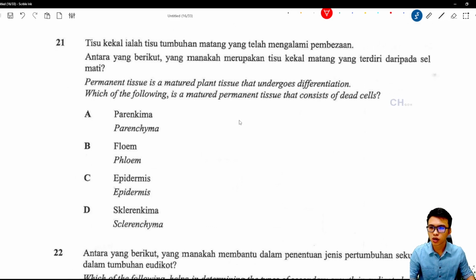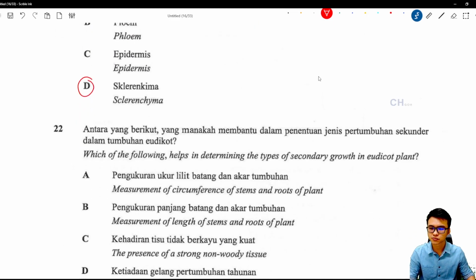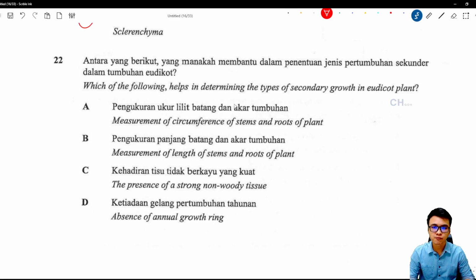Now, question 21. Permanent tissue is a mature plant tissue that undergoes differentiation. Yup, we all know that. Which of the following is mature permanent tissue that consists of dead cells? Dead cells we always refer to xylem and sclerenchyma tissue. So the answer here should be sclerenchyma. Yes, sclerenchyma.